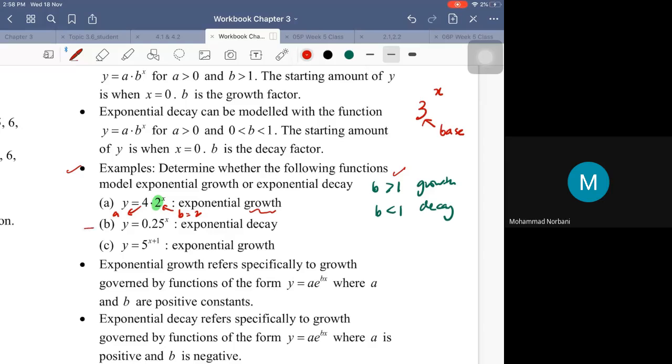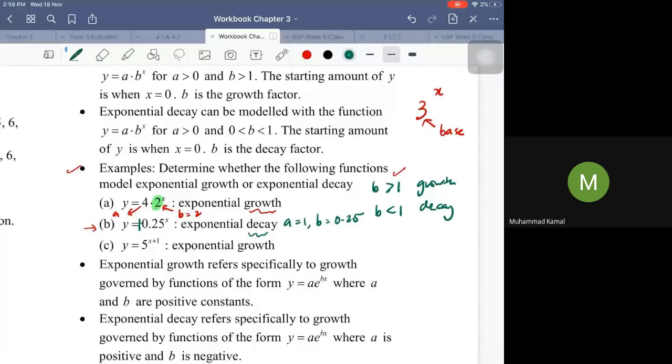Okay, for the case of B, kita ada Y sama dengan 0.25 kuasa X. Apa dia nilai A? For B. A tak ada. Kosong. Tapi kalau kosong darab, function dia jadi kosong. 1. Exactly. Sebenarnya dia bukan kosong tau. Dia ada nombor kat depan ni. Dia adalah 1. 1 darab 0.25. Okay, so for this case, A adalah 1. So B adalah 0.25. So because B is less than 1, sebab tu dia adalah decay.